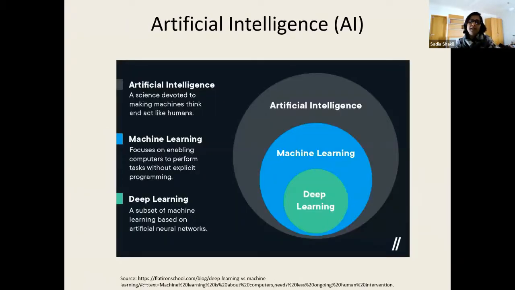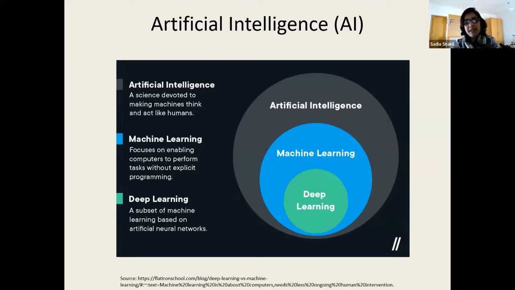Now, the next thing that I would like to talk very briefly about is what AI is. All of you must have some idea of AI, but I'm not sure what level of AI you know, so I will explain what I will be using in this presentation. So AI is a science that is devoted to making machines think and act like humans. So we actually want to mimic humans in AI.